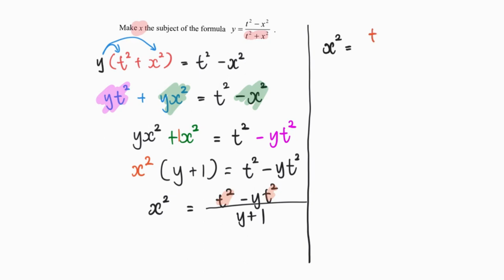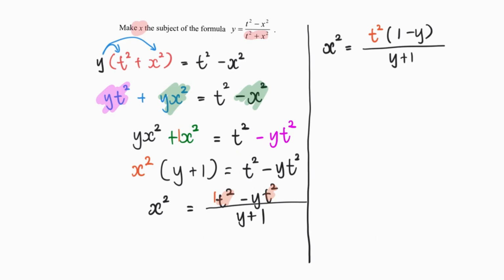That's why you see my working here. And again, there's an invisible one here. Then we have 1 minus y on top here. Below is still y plus 1.